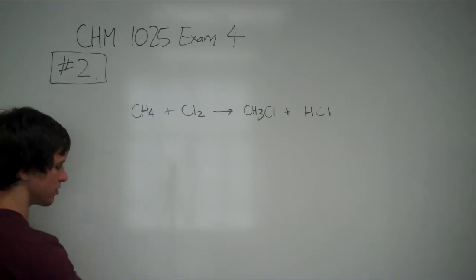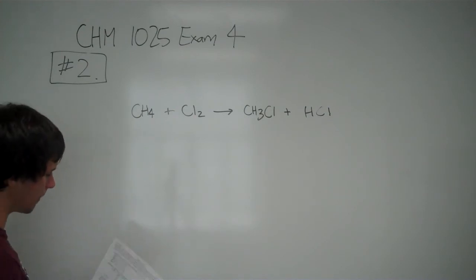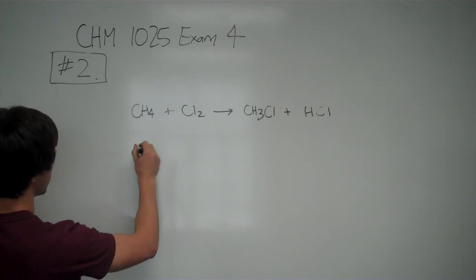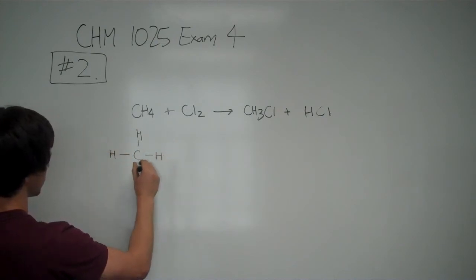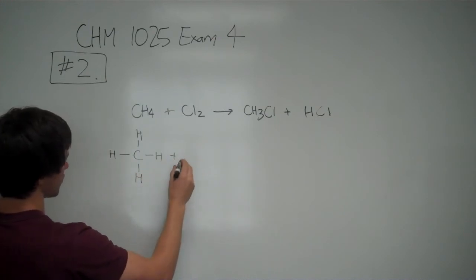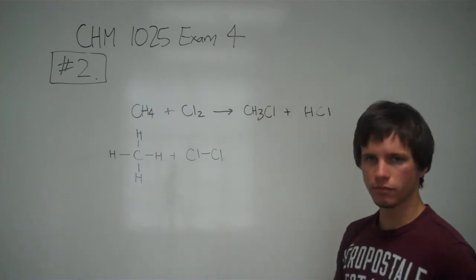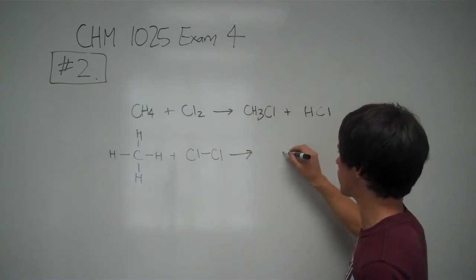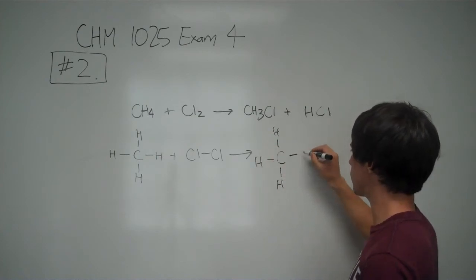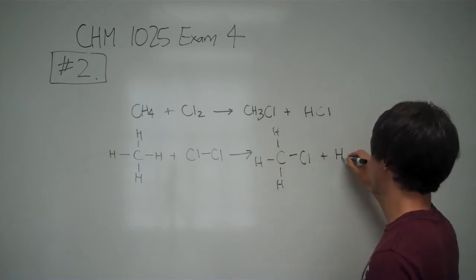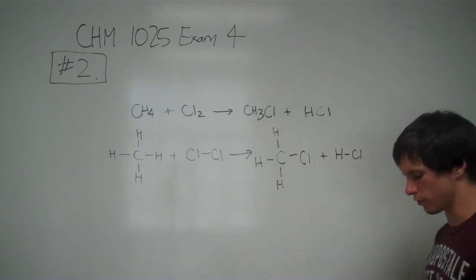What I like to do for these problems is draw out all the molecules that are reacting before you do the problem. So this first one is a CH4. That looks like this. And then you have plus Cl2. Right? And that reacts to form CH3Cl plus HCl. Okay? Just draw Lewis structures of everything.